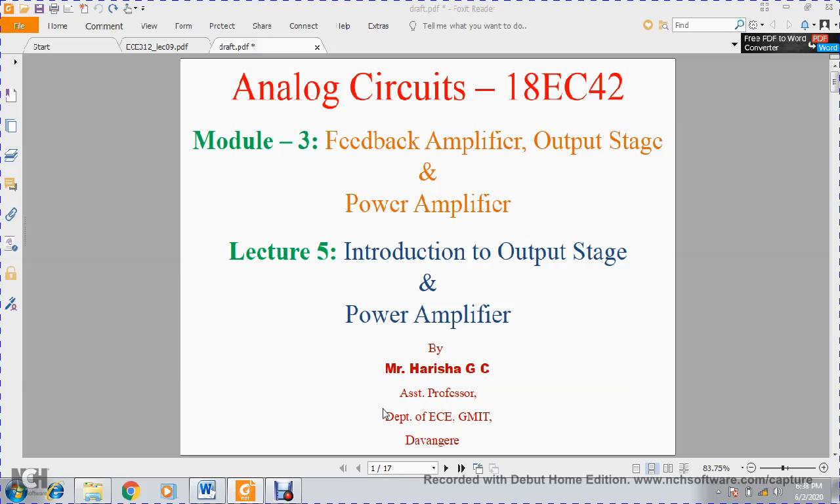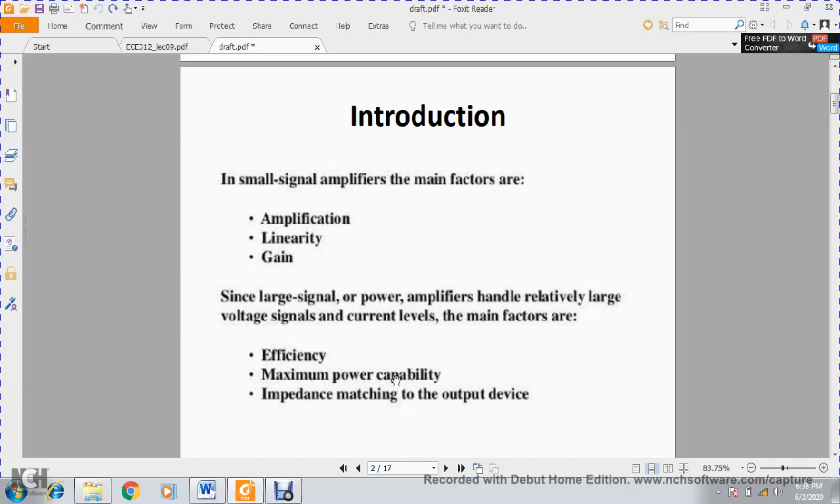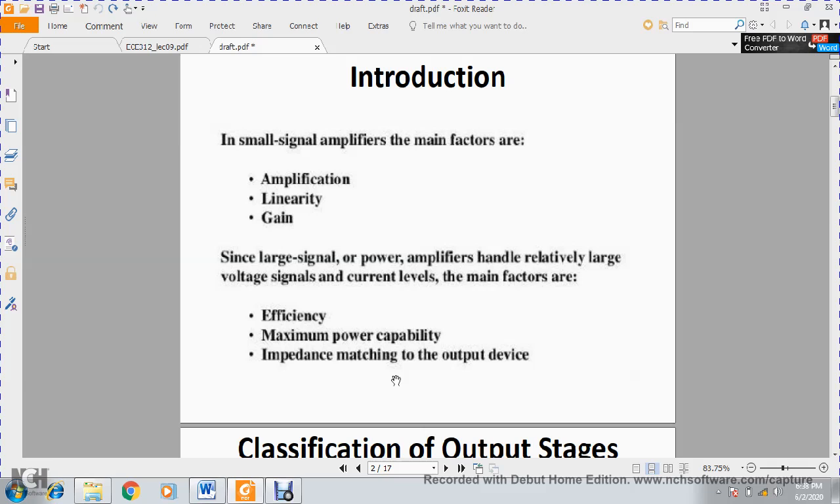Lecture 5, module introduction to output stage and power amplifier. Let's have an introduction about the power amplifiers.